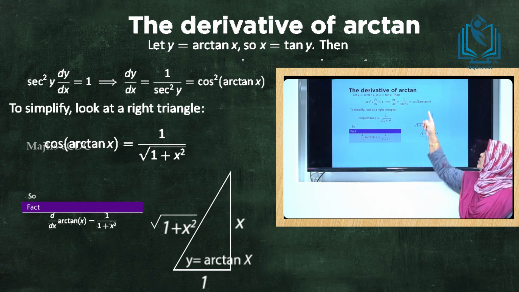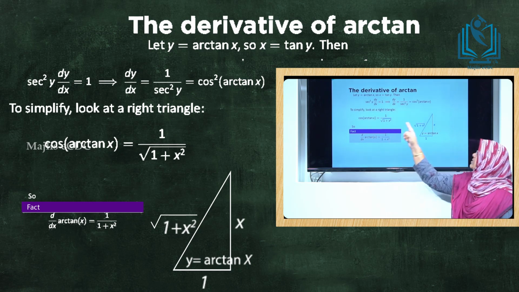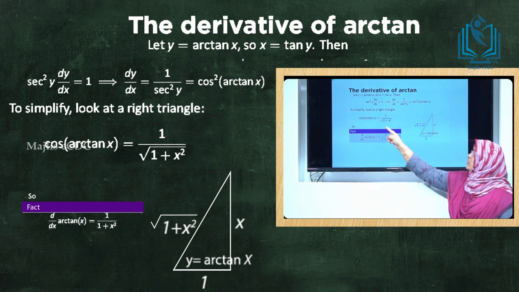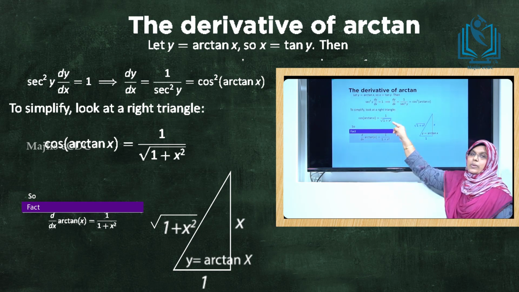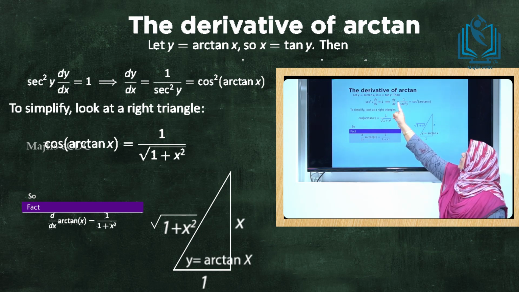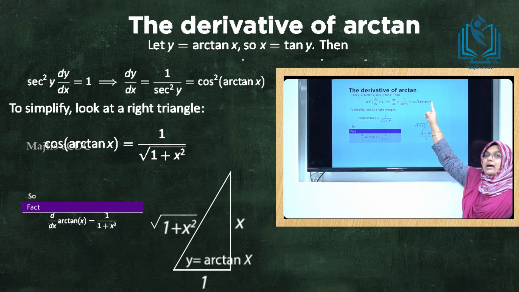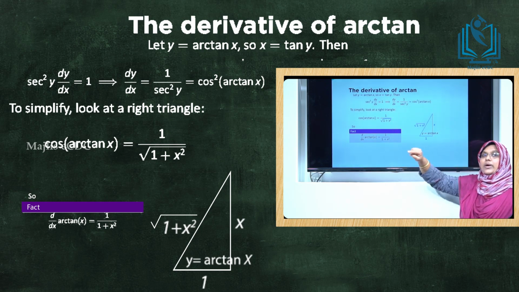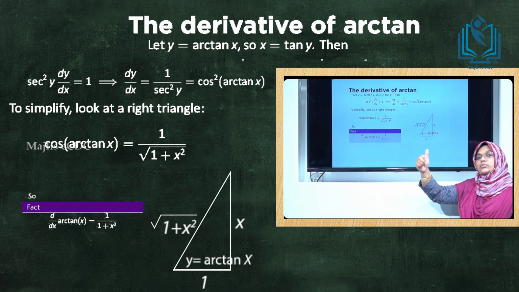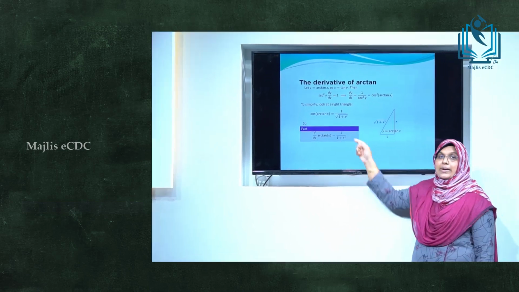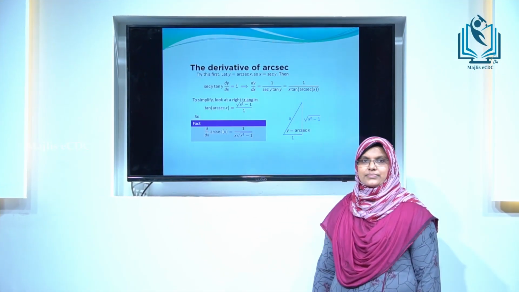To find cos of arctan x, see the right angle triangle. Thus, we can find cos(arctan x) = 1/√(1 + x²). We know that dy/dx = cos²(arctan x). That is (1/√(1 + x²))², that is 1/(1 + x²). Thus, the derivative of arctan x equals 1/(1 + x²).